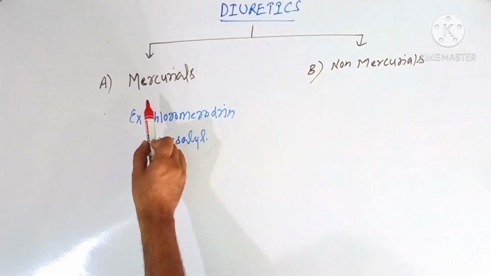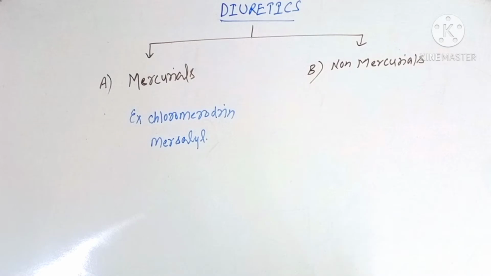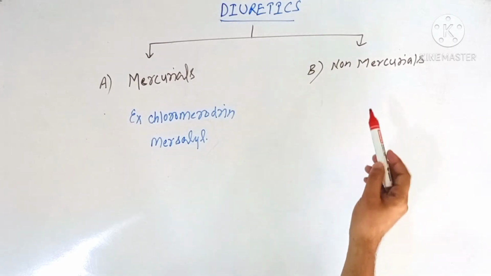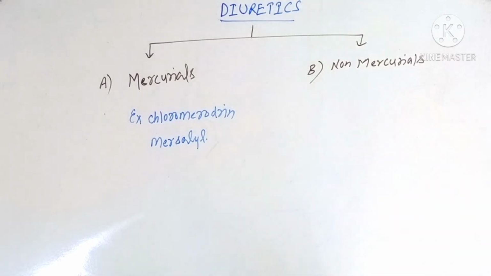But you have to remember that mercurials are not used nowadays as diuretics because they cause toxicity due to the mercury present in their structure. But for the sake of our knowledge, we can memorize that previously mercurials like chlormerodrin or mercalil, and several other mercury compounds were used as diuretics. Nowadays there are safer and less toxic diuretics available like thiazide diuretics, loop diuretics and carbonic anhydrase inhibitors. So nowadays we use only non-mercurial diuretics in the treatment and management of heart related problems.